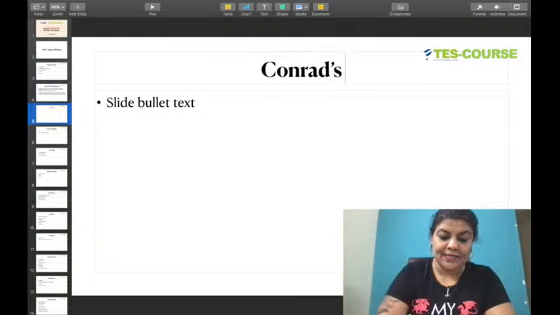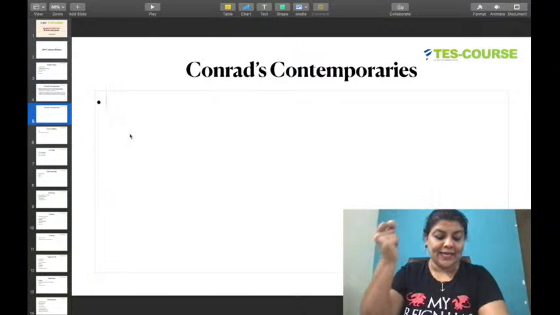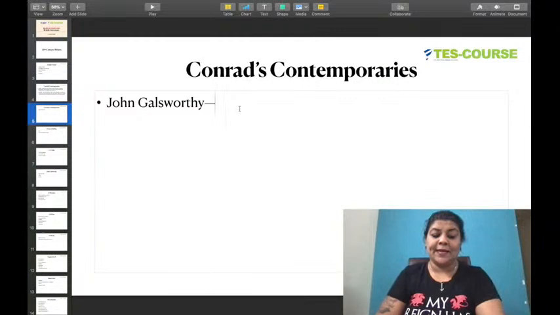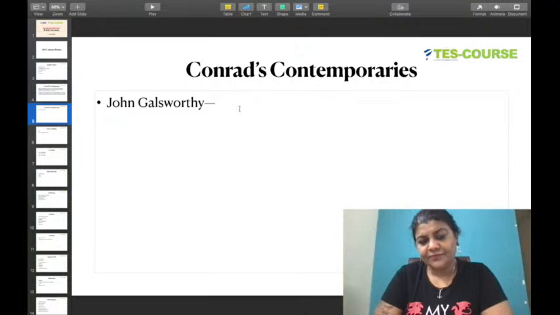Conrad's contemporaries include, who are his contemporaries? John Galsworthy. Remember, there are so many exams where John Galsworthy is prescribed. In UP exam, it was there. UPHESE, I think. Then Karnataka Assistant Professor exam. So study John Galsworthy properly.